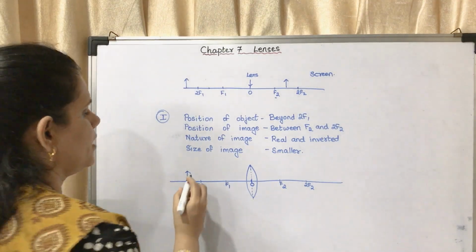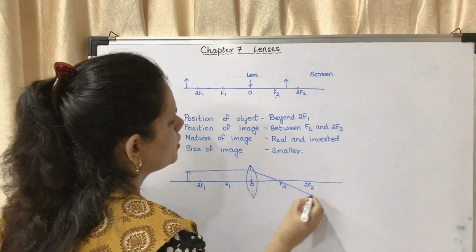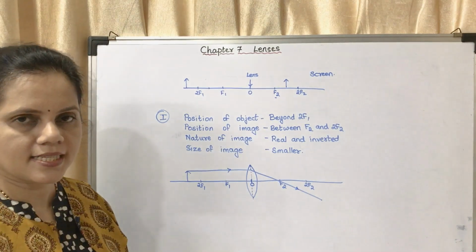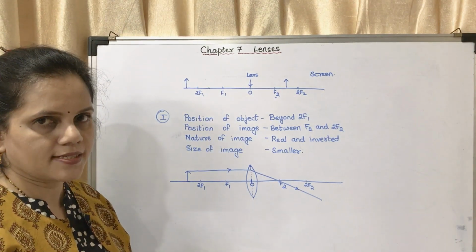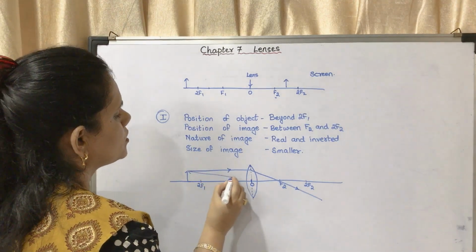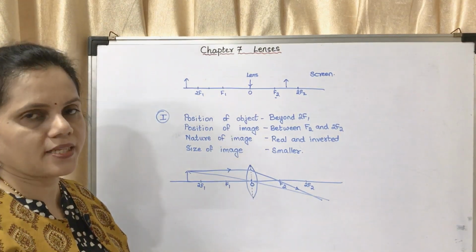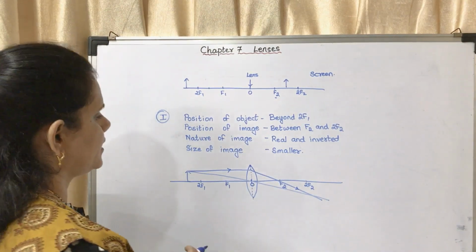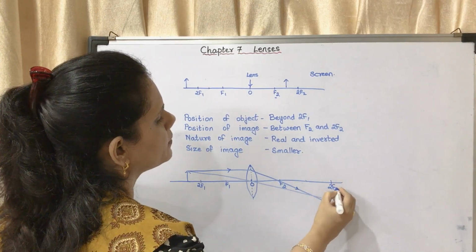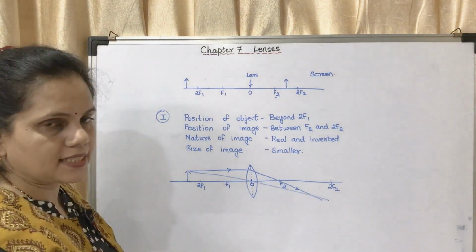Now the first ray passing parallel to the principal axis passes through the focus. What is the second ray which we are going to take? The ray which passes through the optical center. Now you may see this should pass through. I am extending this. You cannot do like this, I am showing it to you as an example.